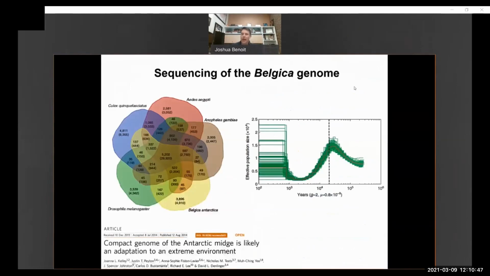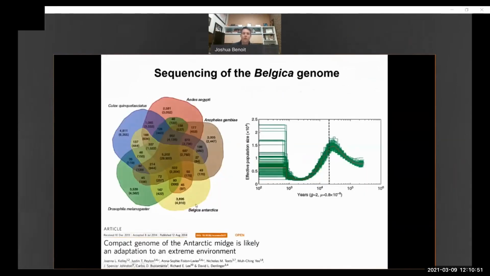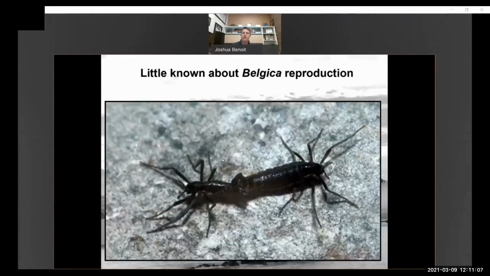And so the genome has been sequenced for these insects. It was sequenced a few years ago by the Denlinger Lab along with Joanna Kelly. What they were able to find is one of the smallest genomes for insects. So little is known about the actual mechanisms of reproduction in this system. So what we want to do is begin to study this here.